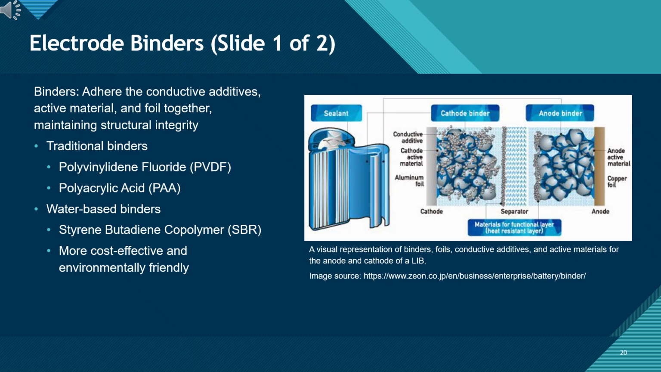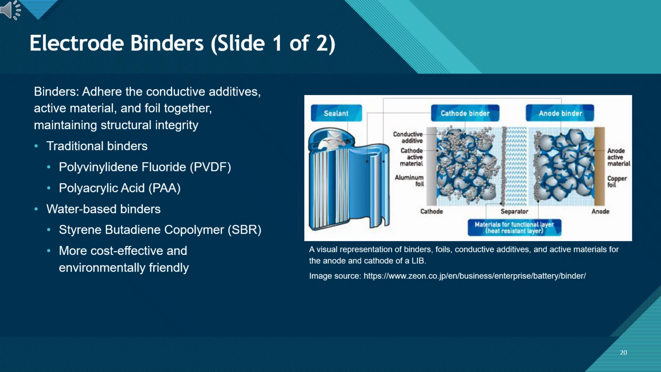Think of the binder as the glue of the battery. As shown in the visual representation on the right, the binder's job is to adhere the active material particles and conductive additives to the current collector foil. This maintains the electrode structural integrity. Without it, the coating would crumble or flake off during manufacturing.